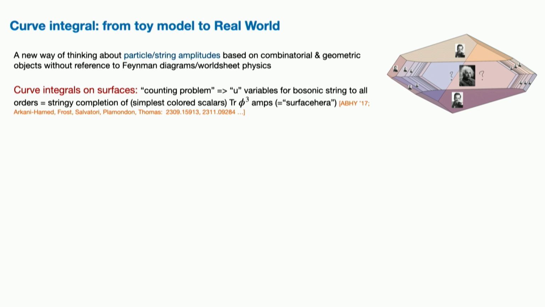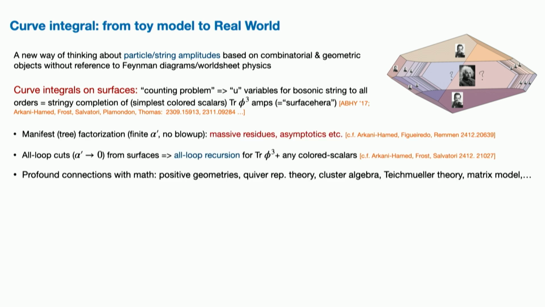These U variables were actually first used in the earliest days of the dual resonance model, but later people gave up on it and switched to the worldsheet coordinates. But actually, it turns out that there's a counting problem which allows us to write down the U variables to all genuses. And this point of view, called curve integrals on the surface, has been very useful in many aspects. Already at tree level, this allows you to see the manifest factorization. You don't need to do any blow up on the worldsheet variables, but directly see the residues on any massive level for these stringy bosonic string tree level amplitudes.